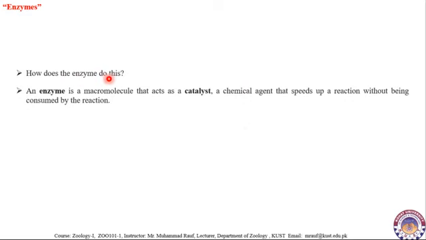How do the enzymes do this? How do they catalyze the reactions? How do the reactions proceed so fast under the effect of the enzymes? What are the enzymes? Enzymes are macromolecules, predominantly proteins, that act as catalysts, a chemical agent that speeds up a reaction without being consumed by the reaction. Enzymes are not consumed in a chemical reaction. They are recovered at the end of the reaction and can be used to catalyze other reactions.